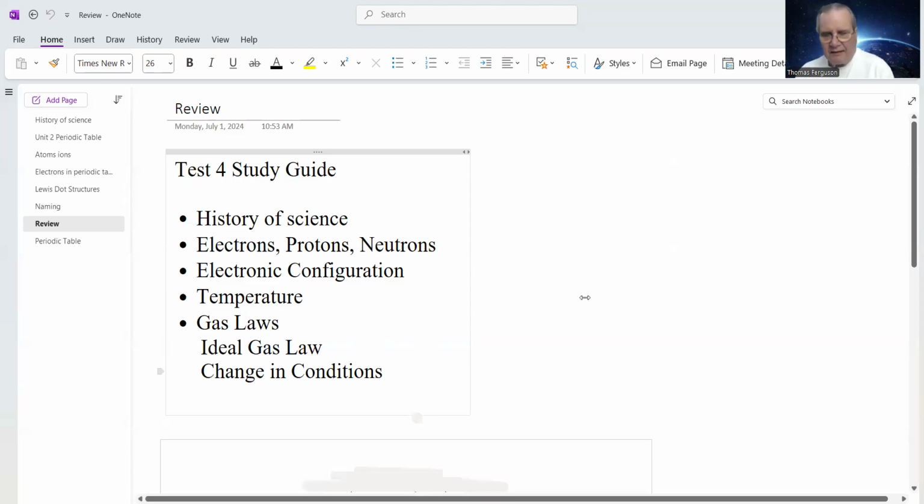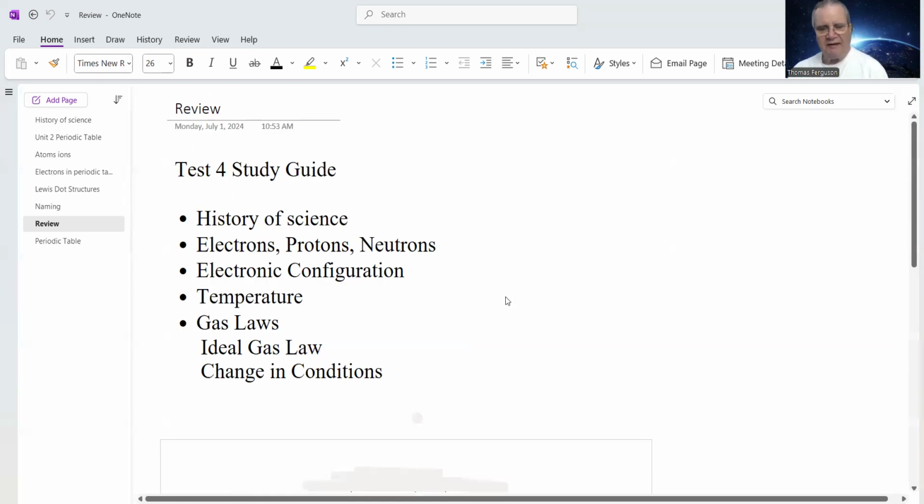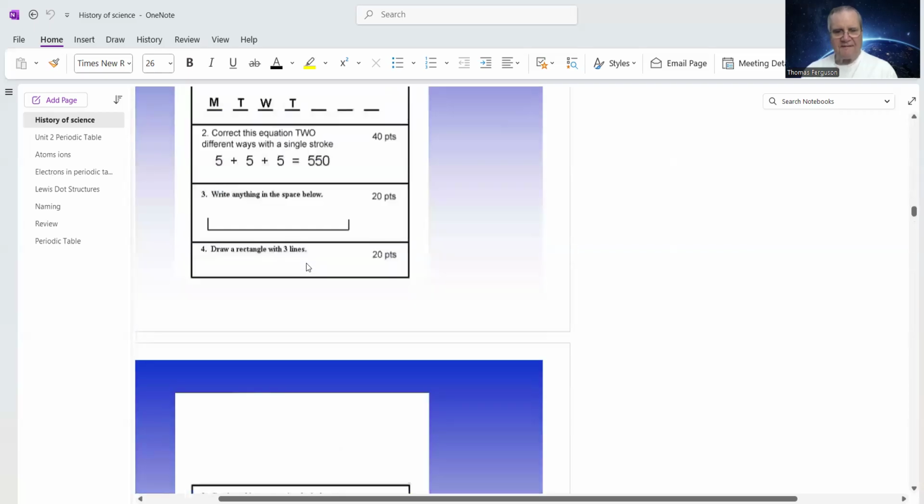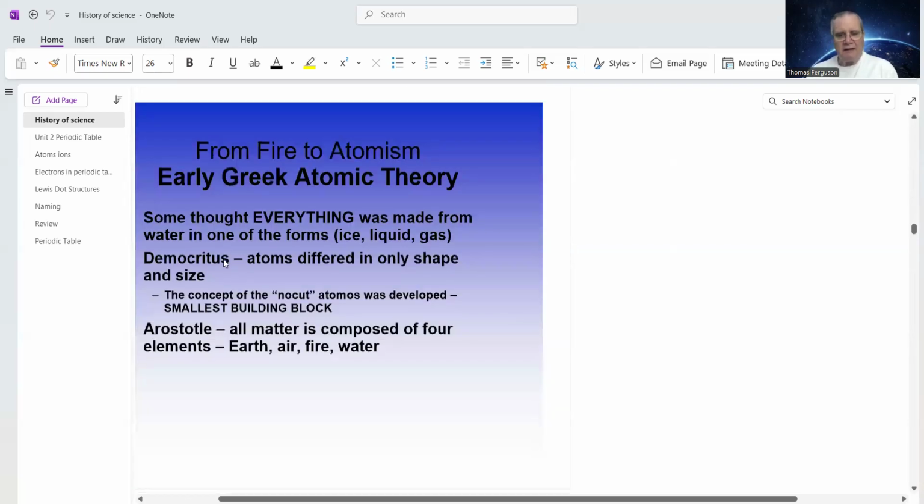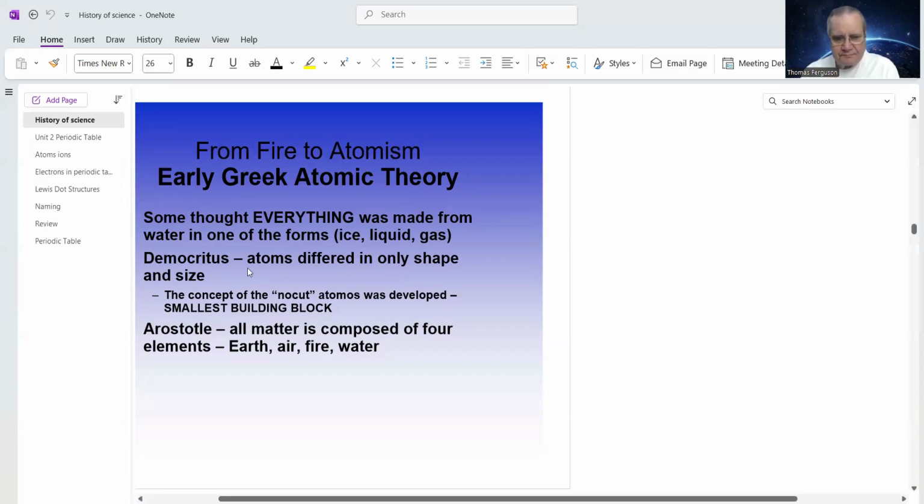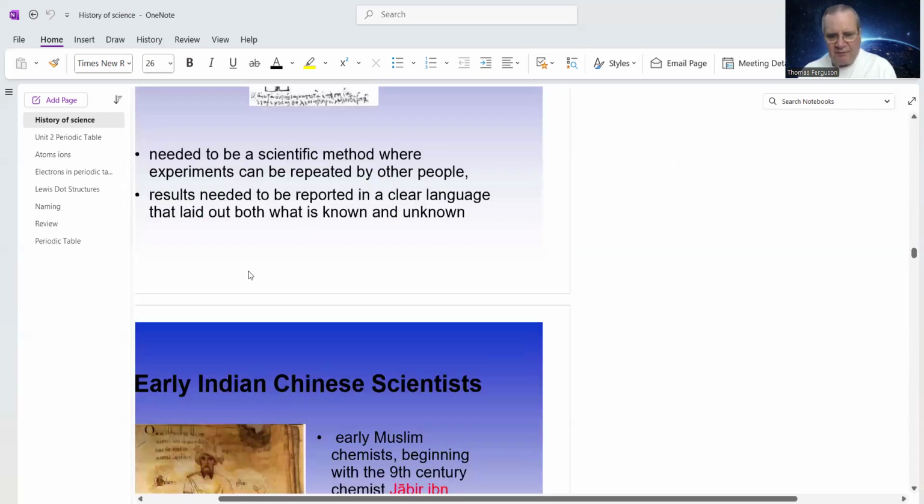So let's talk about the history of science. It's very straightforward. It's just a matter of thinking about... well, give me a second. We're going to start at Democritus. He's known for coming up with the concept of an atom. Talk a little about alchemy, problems with alchemy.